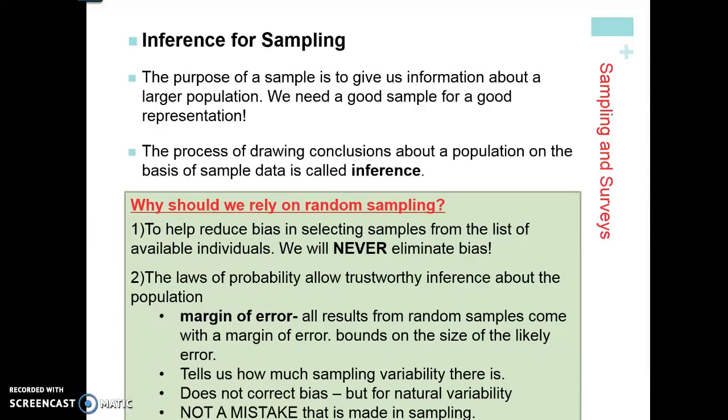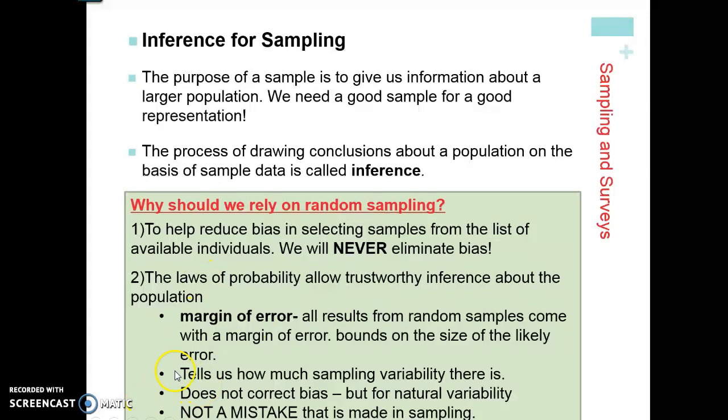Okay. The laws of probability allow us to make trustworthy inferences. So basically it's saying the laws of probability allow us to take the information from the sample and apply it to a larger population based on the margin of error. So all results from random samples come with a margin of error. So margin of error just means, okay, I got this sample. I got the mean amount of time students spend on a computer is 1 hour, but there could be some error. So we're going to give a sort of a range on what that error could be. So maybe it's really 0.75 to 1.25. So we have a plus or minus 0.25 margin of error.